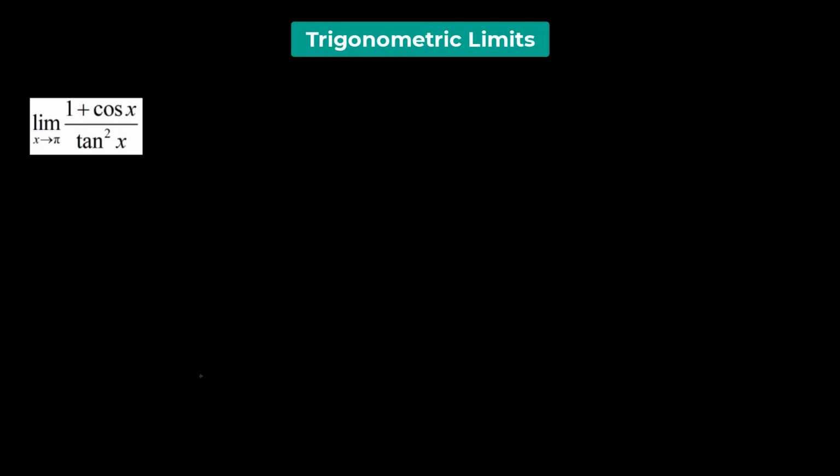So we have the trigonometric function (1 + cos x) over tan squared x. So we need to find its limiting value when x approaches pi. So we have the limit as x approaches pi of 1 plus cosine of x. Now we have a tangent squared x in the denominator.